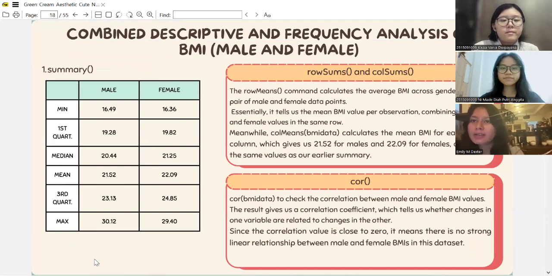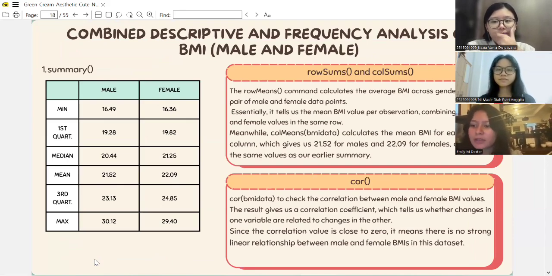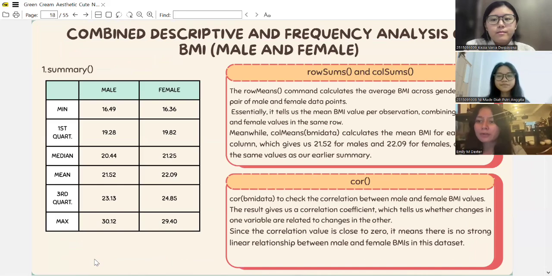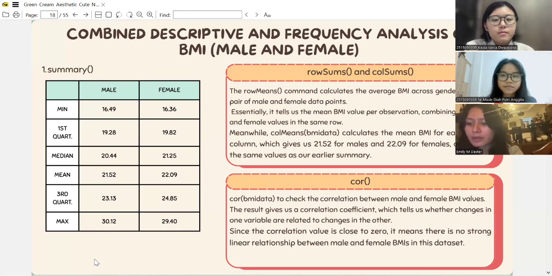Now let's get into combined descriptive and frequency analysis of BMI for both male and female. First is the summary. Using the summary command, we generated a concise statistical overview for both male and female BMI values. For the males, the mean BMI is 21.52, and for females, it's slightly higher at 22.09. The median values also show that females tend to have slightly higher BMIs overall. Both groups have similar minimum values around 16, but the maximums reach around 30 for males and 29 for females. This summary gives us a clear picture of the central tendency and spread before moving into more detailed analysis.